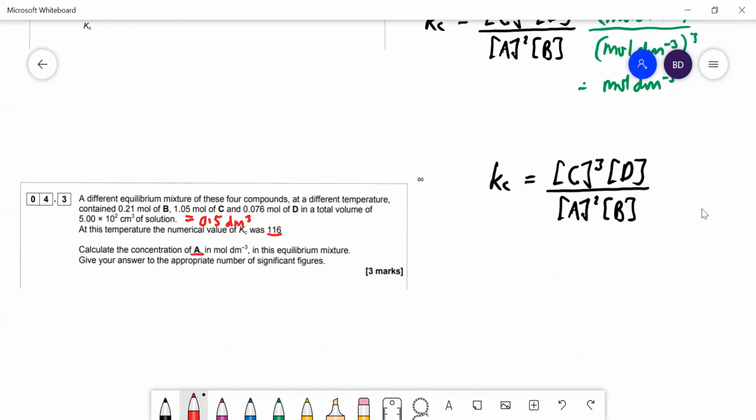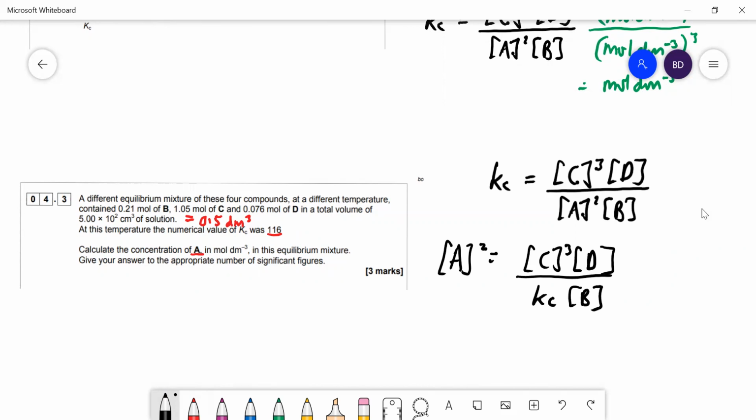So we basically have to put the numbers in there. Let's rearrange it for A first of all. If you rearrange that, the A concentration squared is going to be equal to C cubed D divided by Kc times B. And where people mostly go wrong in these questions is they confuse moles with concentrations.